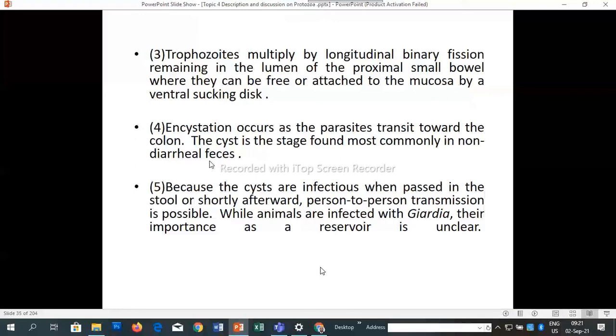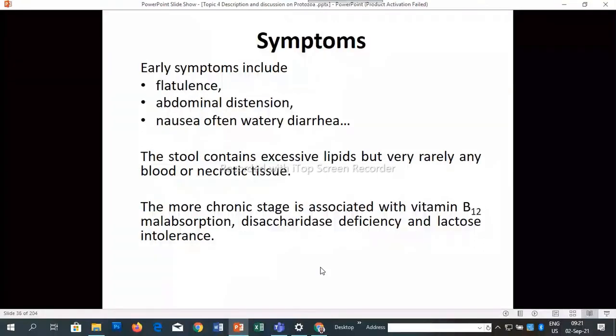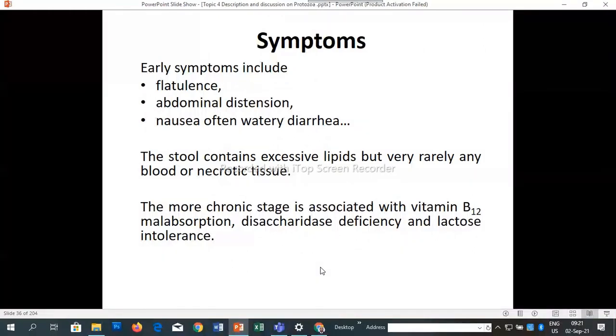The cysts are infectious when passed in the stool or shortly afterward. Person-to-person transmission is possible, while animals are also infected with giardia. Their importance as a reservoir is not well characterized, but it's possible. So you can have symptoms the same as the previous one of Entamoeba histolytica, but here it's not common to have bloody diarrhea. You can have just diarrhea, mucoid diarrhea, but not really bloody diarrhea, because giardia is less invasive.